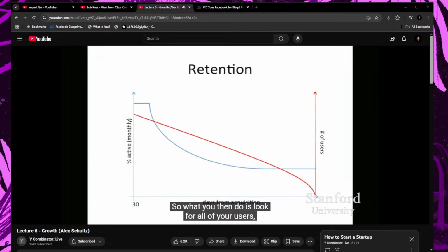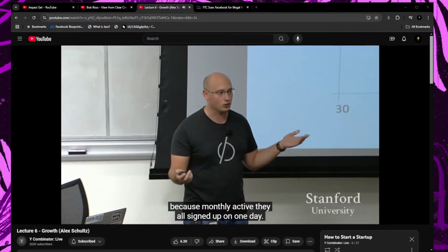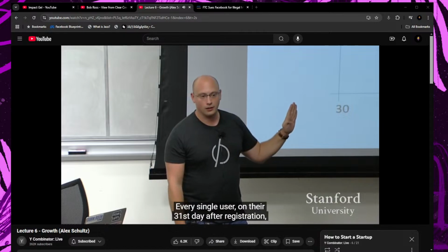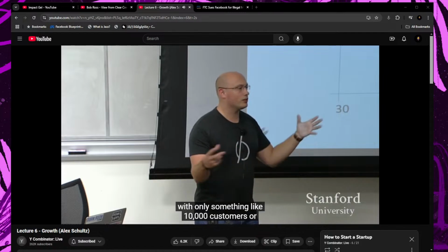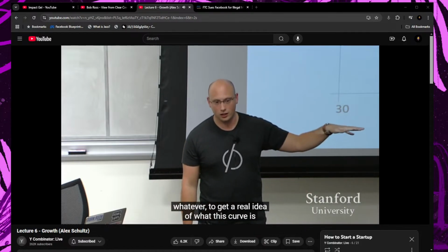So what you then do is look for all of your users who have been on your product one day, what percentage of them are monthly active? 100% for the first 30 days, obviously, because they all signed up on one day. But then you look at 31. Every single user on their 31st day after registration, what percentage of them were monthly active? 32nd day, 33rd day, 34th day. And that allows you, with only something like 10,000 customers or whatever, to get a real idea of what this curve is going to look like for your product.